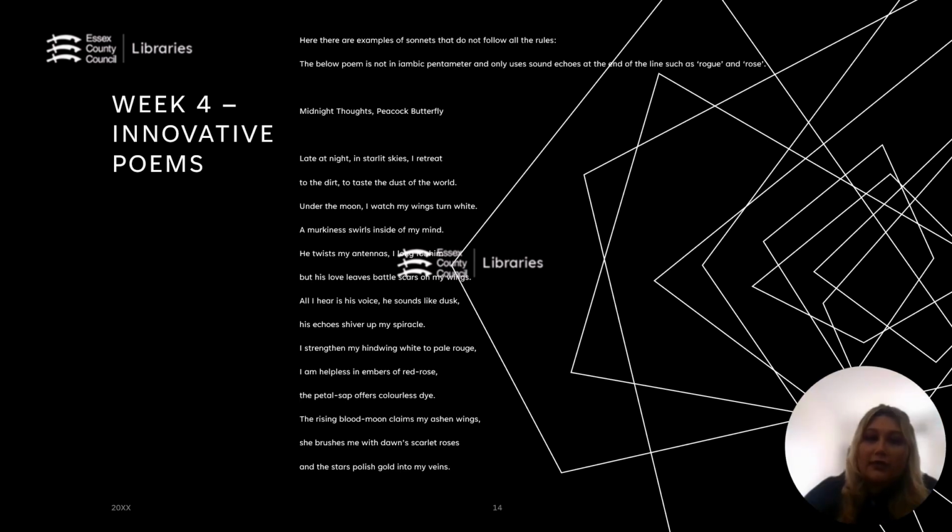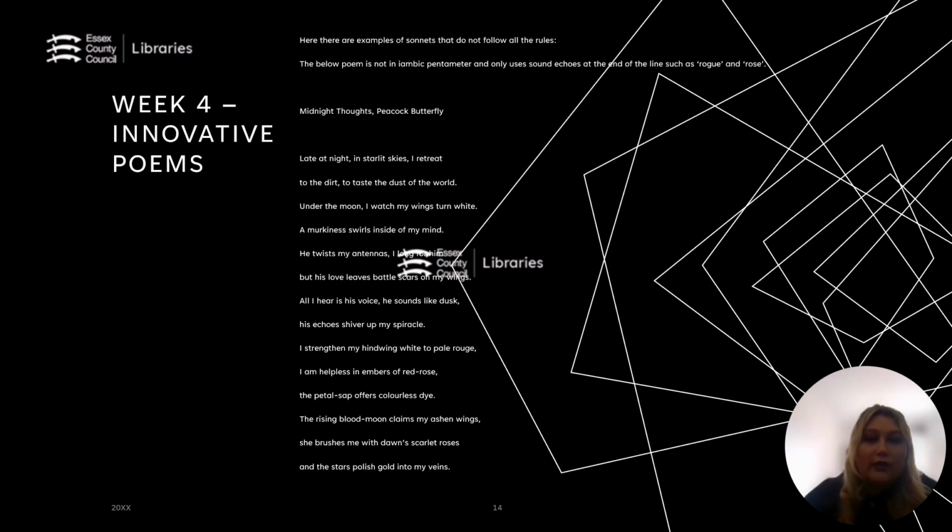Here there are examples of sonnets that do not follow the rules. The below poem is not in iambic pentameter and only uses sound echoes at the end of the line, such as rook and rose. Now it has 10 syllables per line, so that's the rule that it's following predominantly.